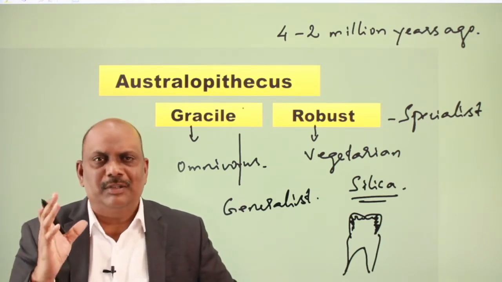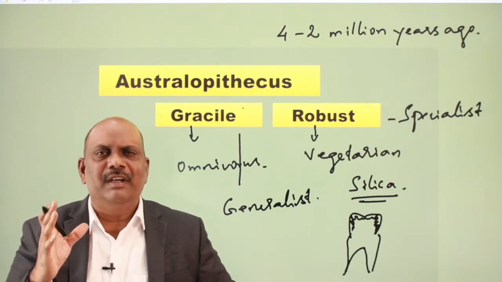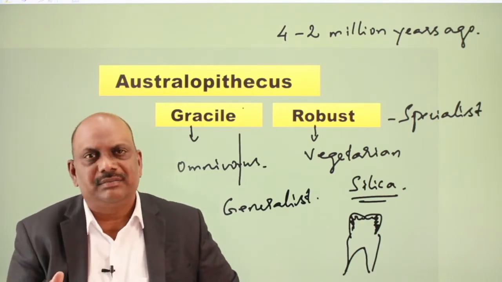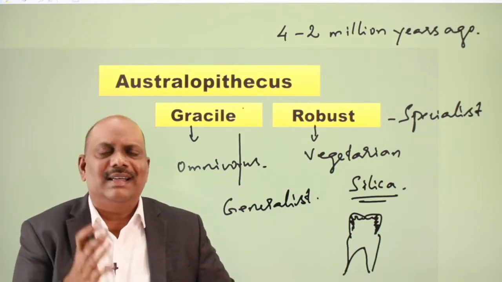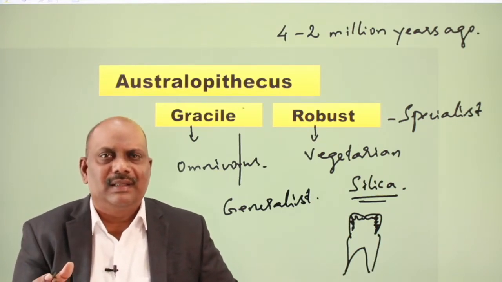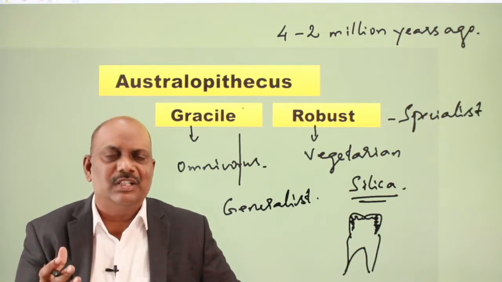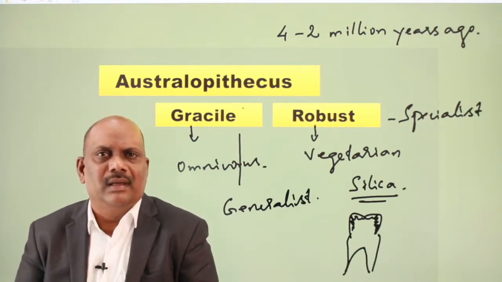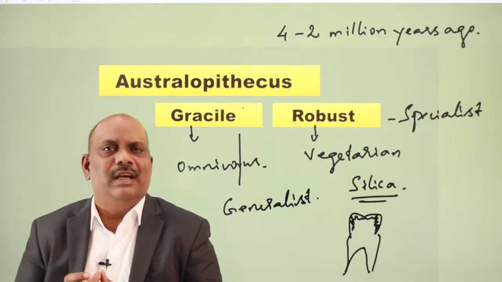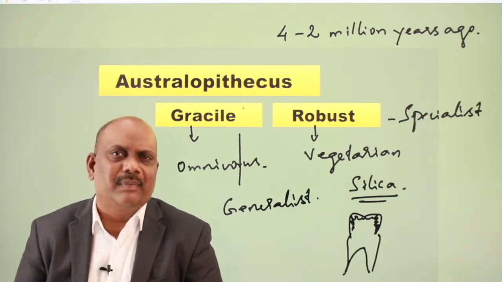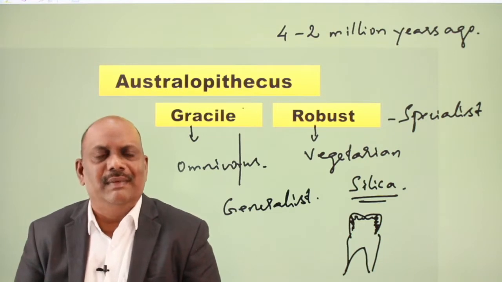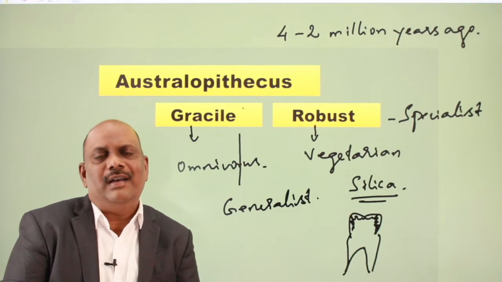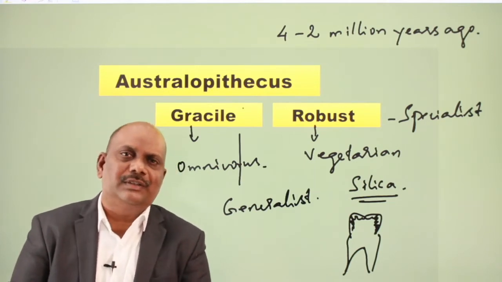So robust or specialist, they had a very narrow range of food habits. They were strictly vegetarian. On the other hand, the gracile were omnivorous. That's why we call them generalists. They have a wide range of food habits. Along with that, robust were gigantic. They are large and massive when compared to gracile. Gracile is a short and slender form of Australopithecus.